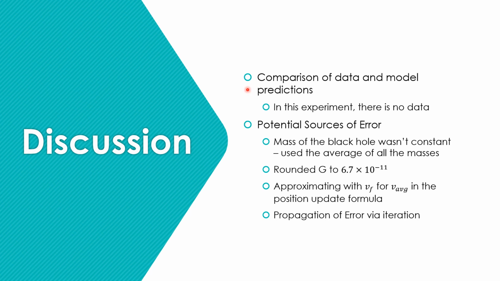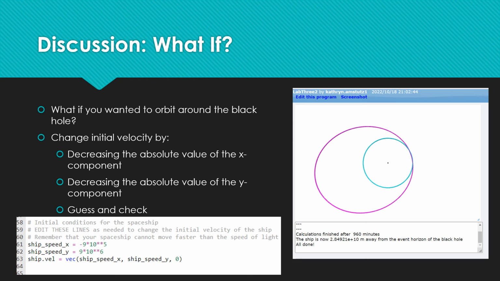So in terms of comparing data and model predictions, we can't do this because we don't have any actual data, just computational models. Some potential sources of error in our models are all theoretical, but we are still making some approximations. We are rounding G to 6.7 times 10 to the negative 11th. We're approximating with v final for v average in the position update formula, and these little tiny differences are going to increase every time we iterate and have a little bit of propagation of error.